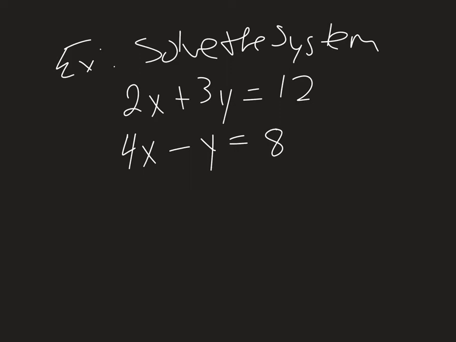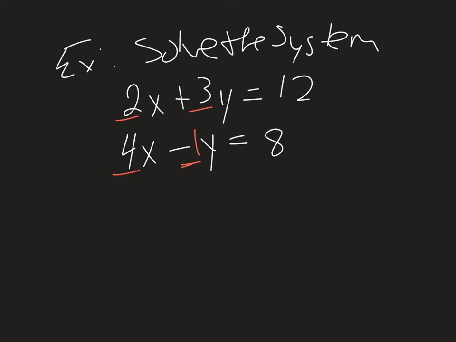2x plus 3y equals 12 and 4x minus y equals 8. So we could manipulate this, we could put this in slope-intercept form and try and do some substitution, or we could try and use some elimination here. If we're looking at the coefficients of both of our variables, we can notice right off the bat that they are not the same. But is there a way that I could make them the same?